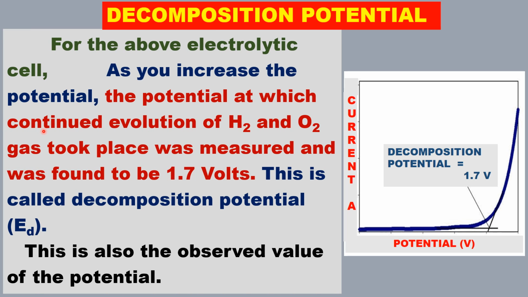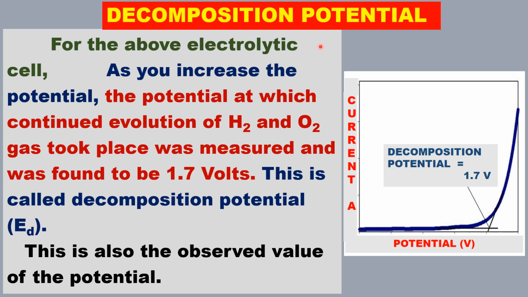The over potential is equal to ED minus ER, as we have seen in the first slide. So what is the decomposition potential? It is nothing but the deposition potential or decomposition potential: the potential at which the metal ion is deposited, or the potential at which the hydrogen and oxygen gases are evolved.